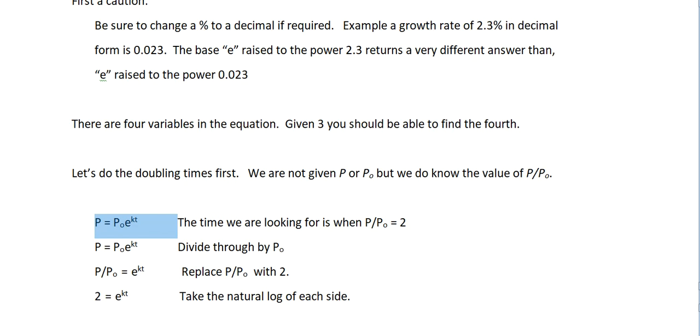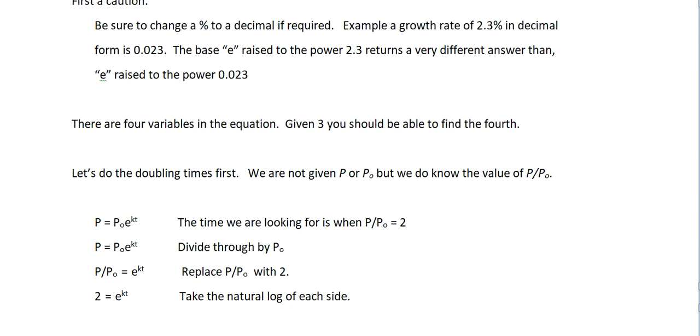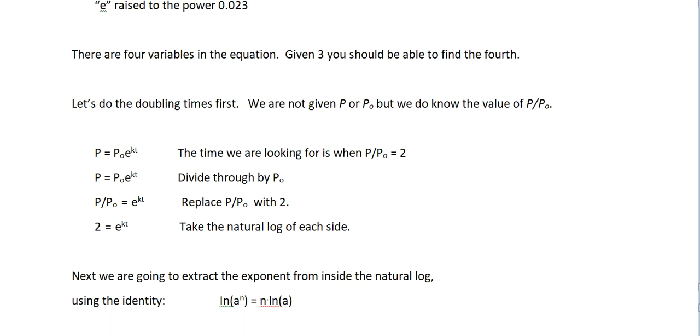Okay. And again, we have that caution about the interest rate. Be sure to change your percentage to a decimal. A growth rate of 2.3% in decimal is 0.023. The base e raised to the power 2.3 returns a very different value than if you raise it to the power 0.023. And I invite you to experiment with that and confirm that for yourself.